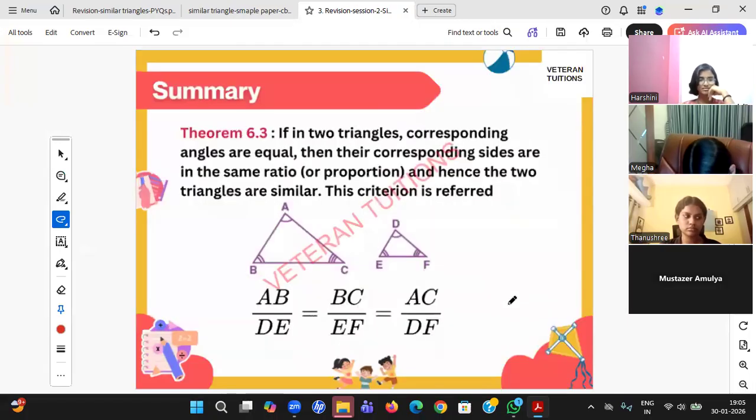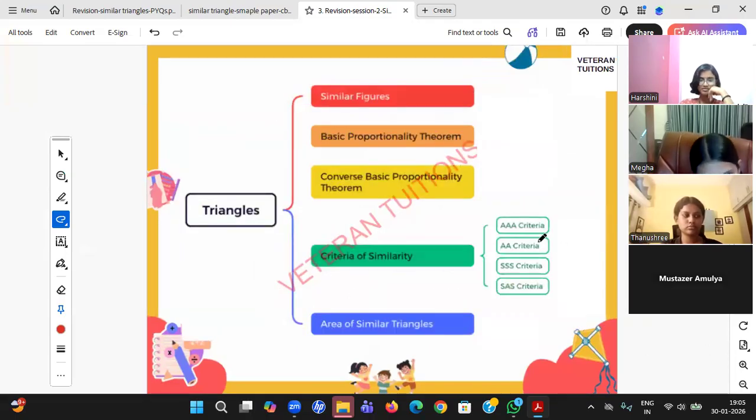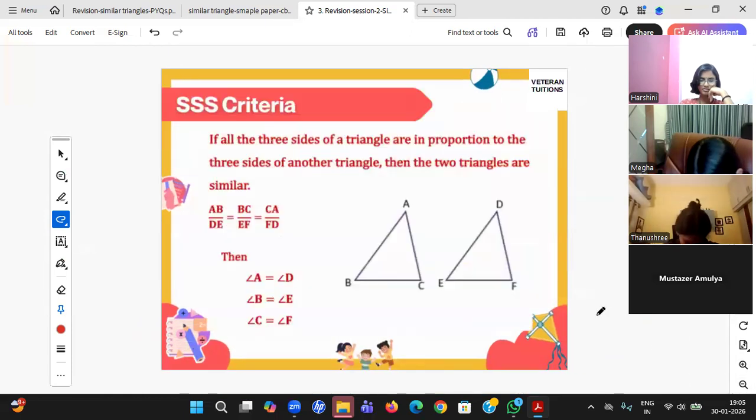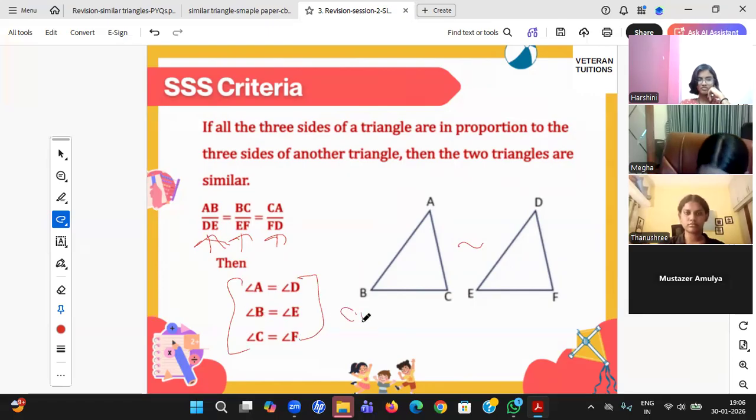Okay, with that, let us go to the next concept. Let us make our mood very light. AAA, AA finished, students. Now let us do SSS criteria questions. SSS criteria is very simple. Whenever two triangles are given, if the ratios of the sides are equal in both triangles, you can just say they both are similar. If similar, the angles will automatically be equal, which is nothing but CPST. It is as simple as that.